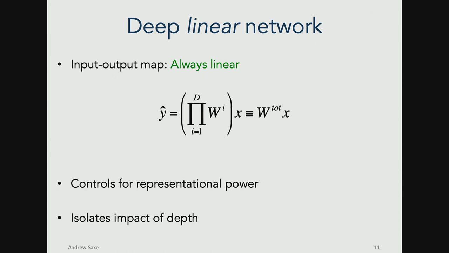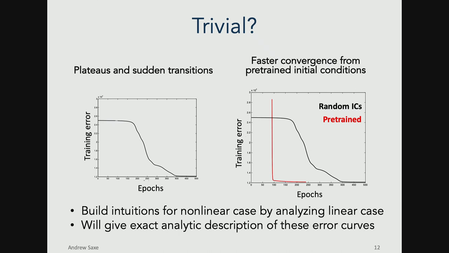Just to give you a flavor of the phenomena that this model can show, in fact, the training dynamics that I showed you earlier was from a deep linear network. So it has these long plateaus, sudden transitions, and it shows behavior like faster convergence from unsupervised pre-trained initial conditions. For this red curve here, we did an unsupervised pre-training scheme and then trained this deep linear network, and you can see it converges much faster after that pre-training. So hopefully we can build intuitions for the nonlinear case by understanding exactly what gives rise to these phenomena in the linear case.